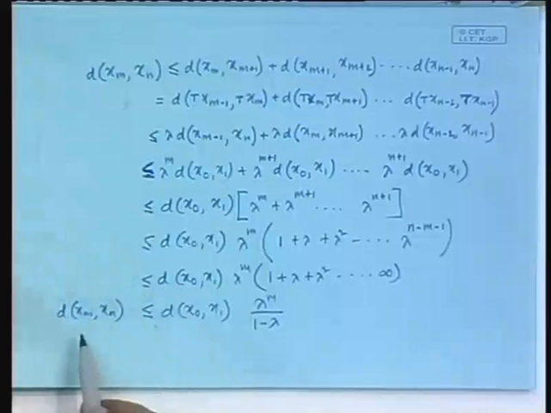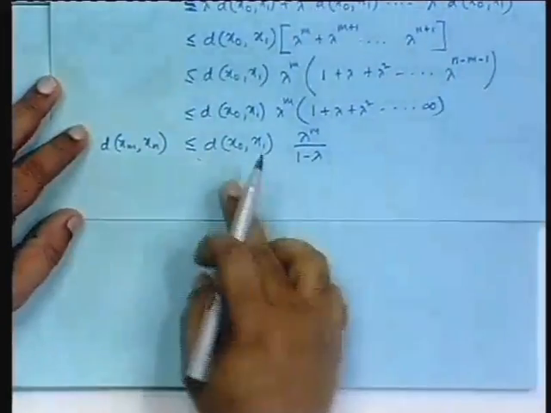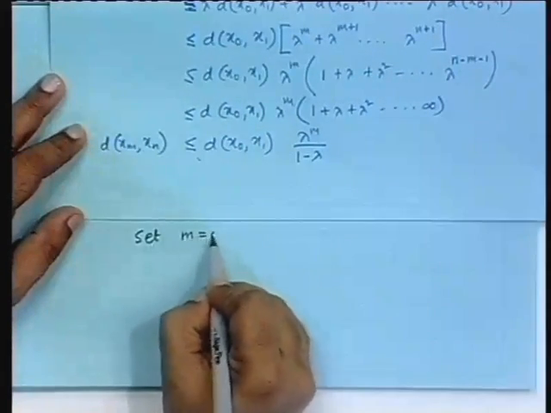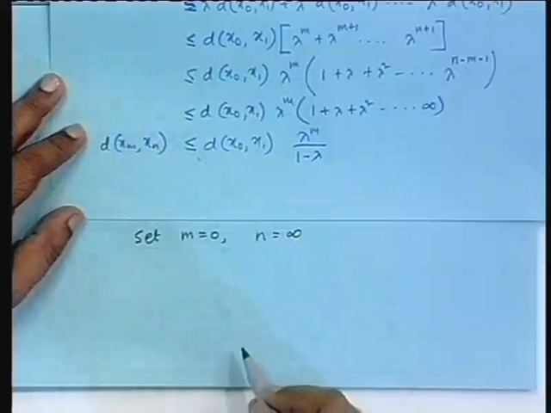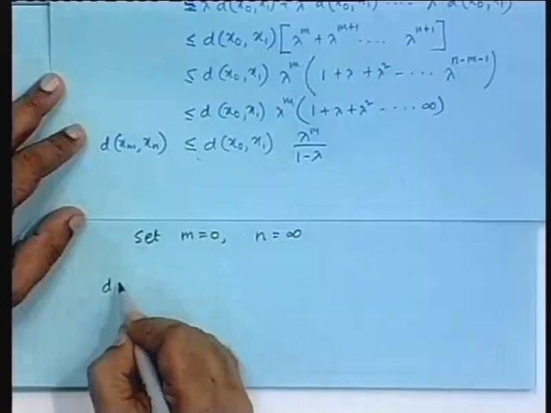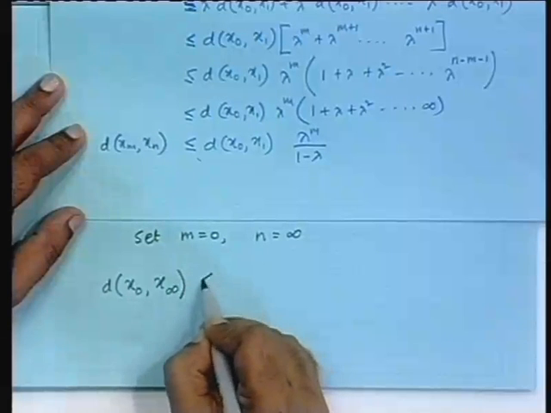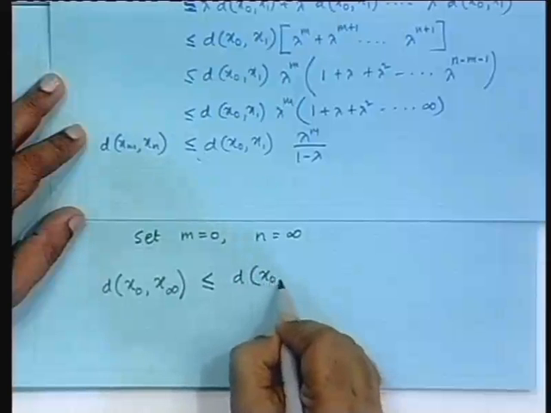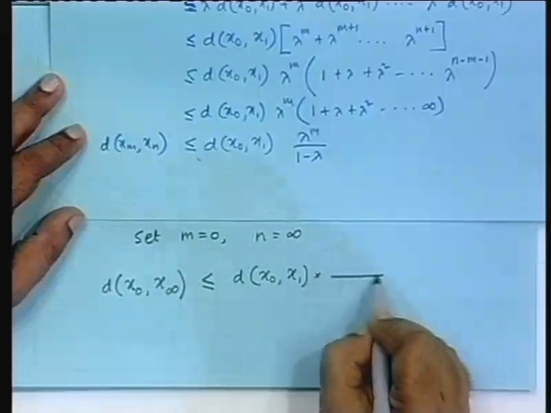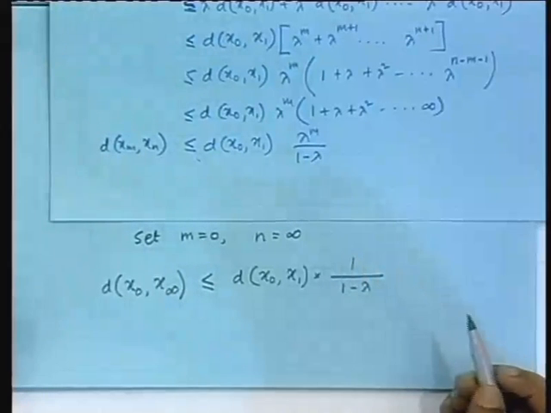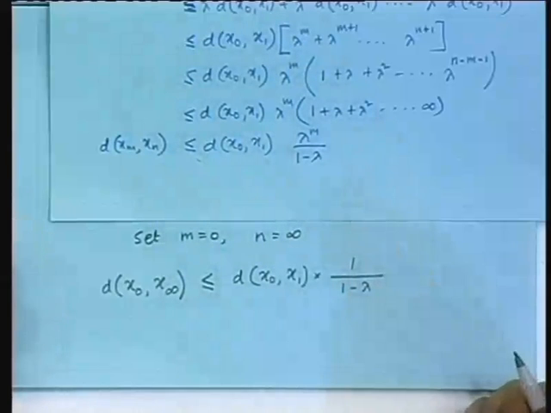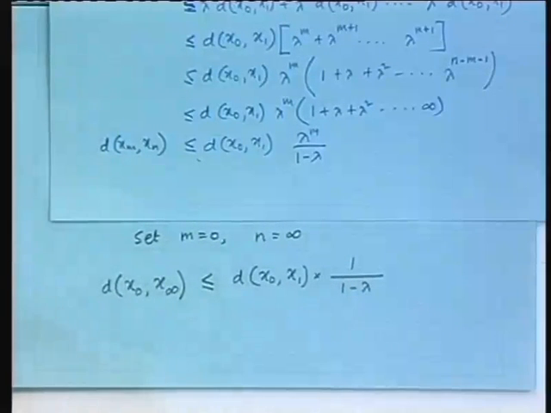If you start from there and now set m to be 0 and n to be infinity, what do you get? In this here, set m equal to 0, n equal to infinity. The statement immediately leads to, right, lambda to the power 0 is 1. See what it says.